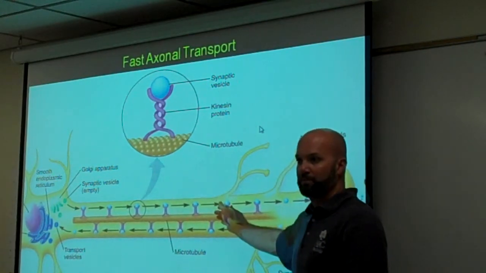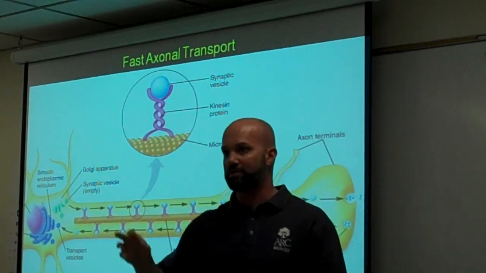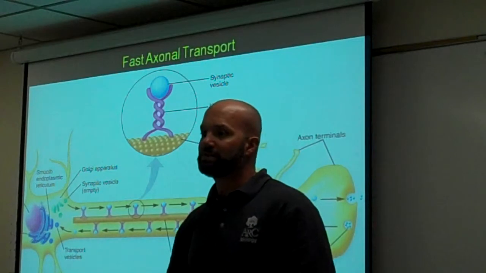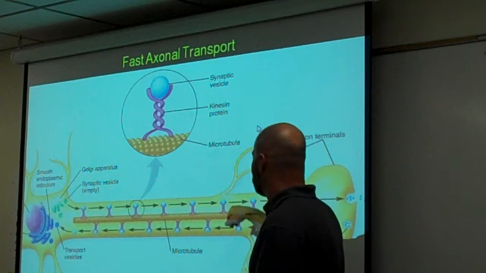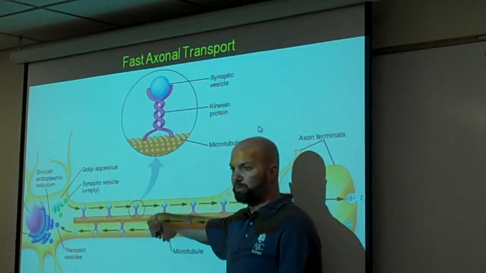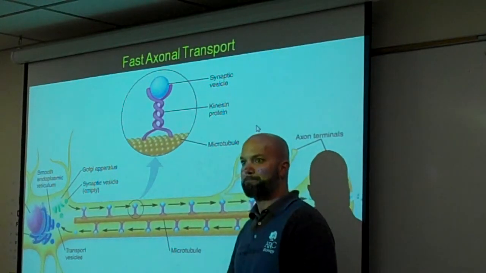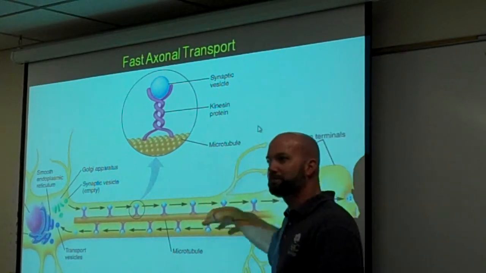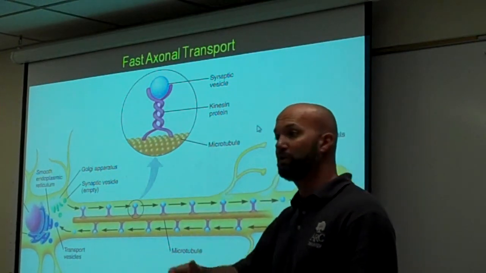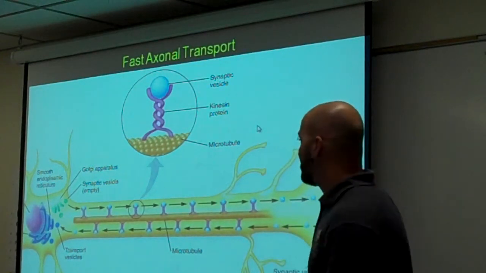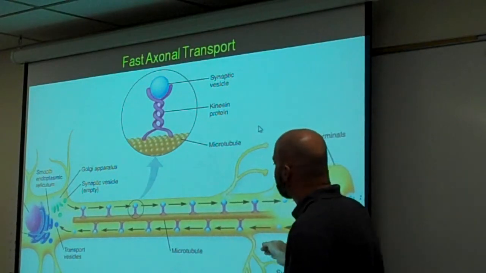Axoplasmic transport. And you can find some animations online. Just Google kinesins, axoplasmic transport proteins, and they'll show you these little animations where these little motor proteins literally walk down the microtubules. It's like a conveyor belt. And there's two variations of axoplasmic transport, slow and fast. And the fast is quite fast.